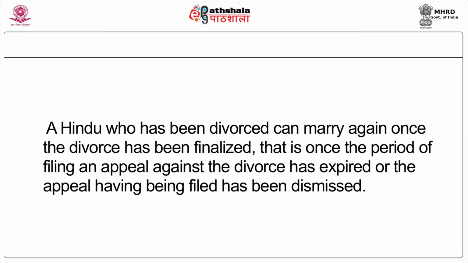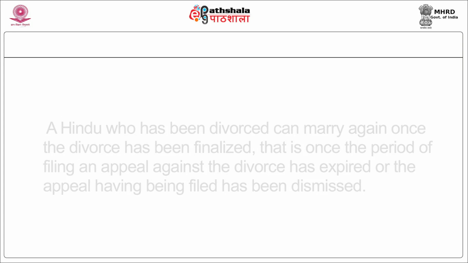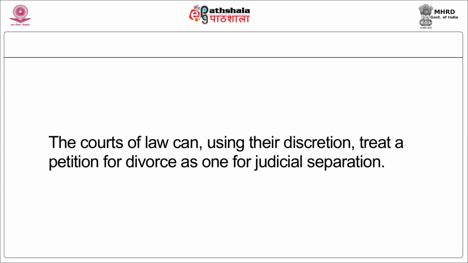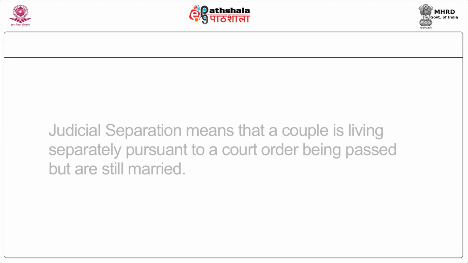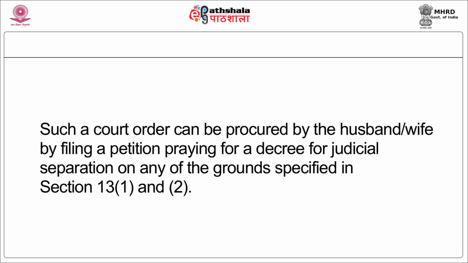That is, once the period of filing an appeal against the divorce has expired, or the appeal, having been filed, has been dismissed. The courts of law can, using their discretion, treat a petition for divorce as one for judicial separation. Judicial separation means that a couple is living separately pursuant to a court order being passed, but are still married. Such a court order can be procured by the husband or wife by filing a petition praying for a decree of judicial separation on any of the grounds specified in Section 13(1) and 13(2).